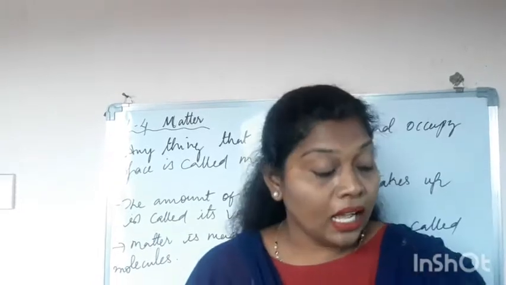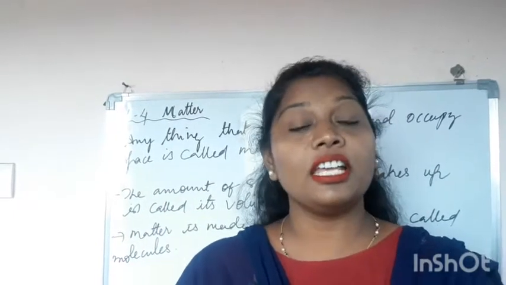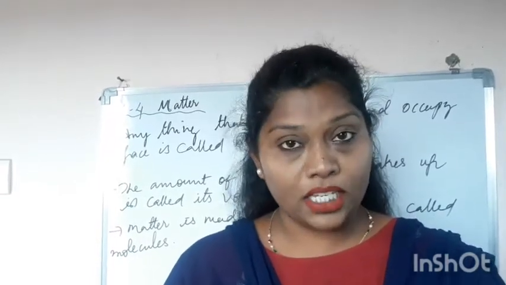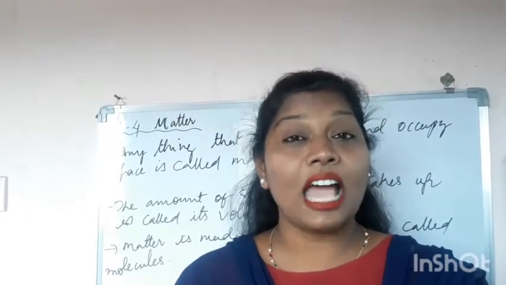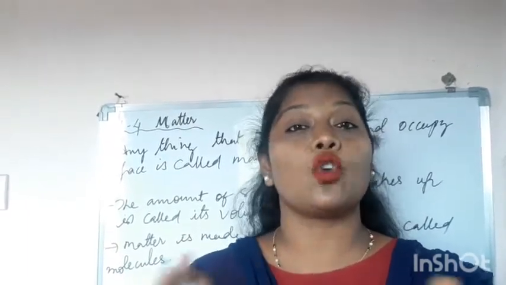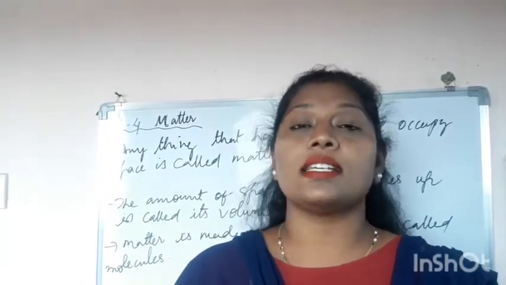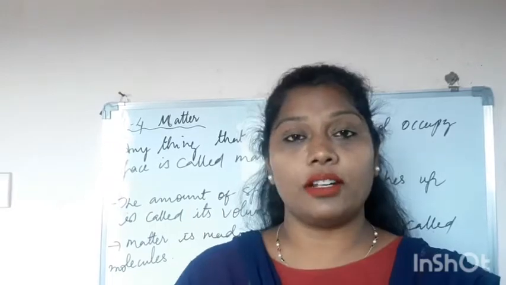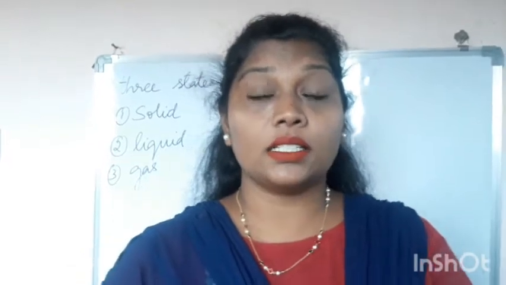Okay, children. Whenever we are talking about different things, definitely we have to know whether it is having some weight, whether it is occupying some space, or whether it is having a volume. The space occupied is called volume. So children, now let us discuss the different types of matter that we find in general. Whenever we are talking about matter, the matter is made up of 3 types.